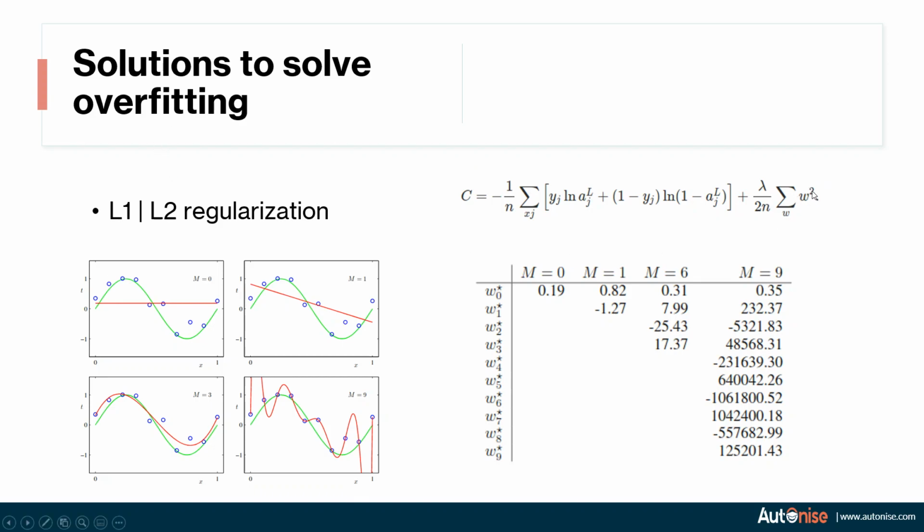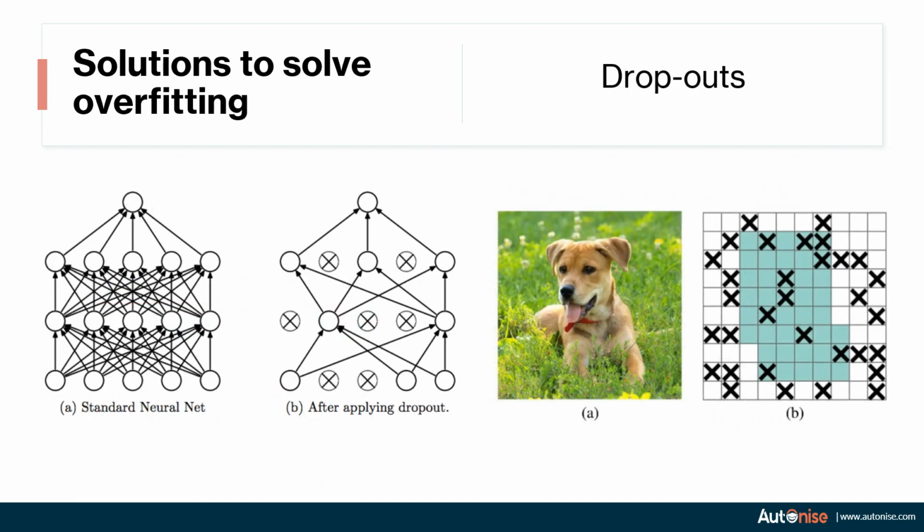When you use squared error, it is called L2 regularization. If you use the mod of W, then it's called L1 regularization. So let's move on. Are there any other ways to solve overfitting? Yes, there are, and it is called dropouts.